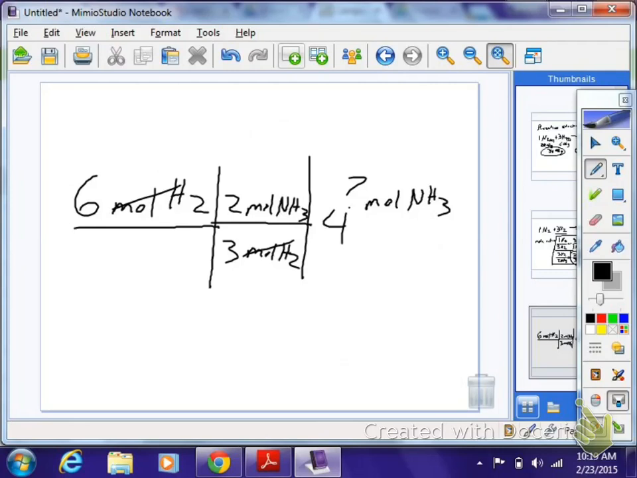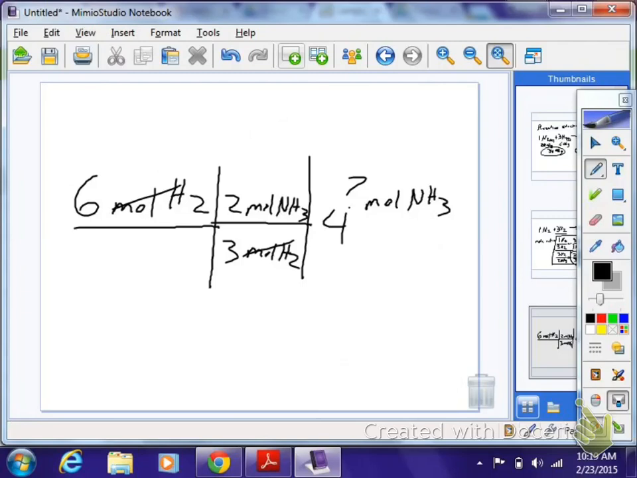So that's the answer. Now we don't have a gram relationship. We're not doing weight, but could we find the weight of 4 moles of ammonia? Yes. And you're going to have to do some problems where you take this one step further, and we'll do that today before you go. All right, any questions on that one?